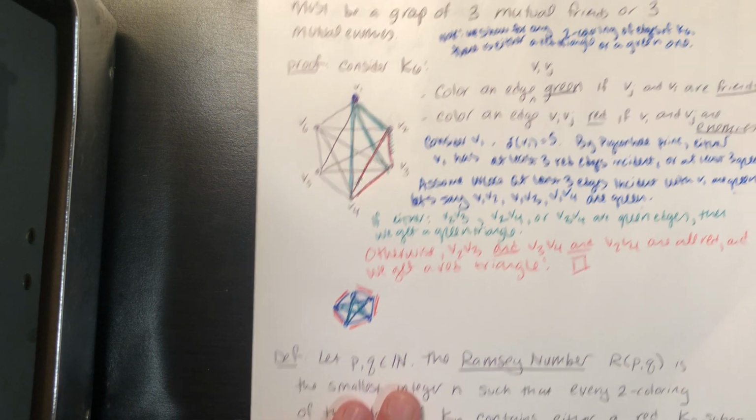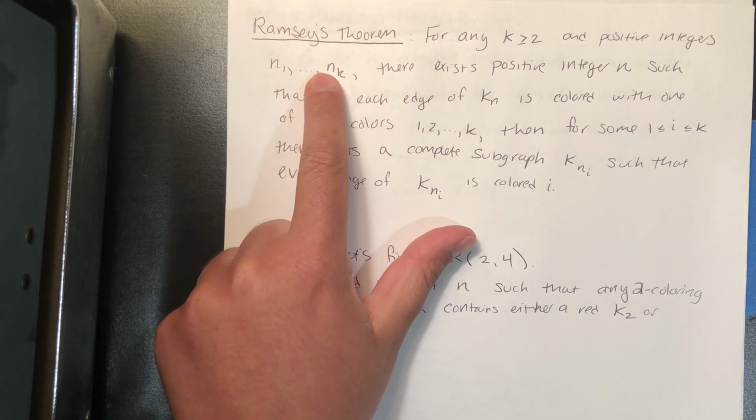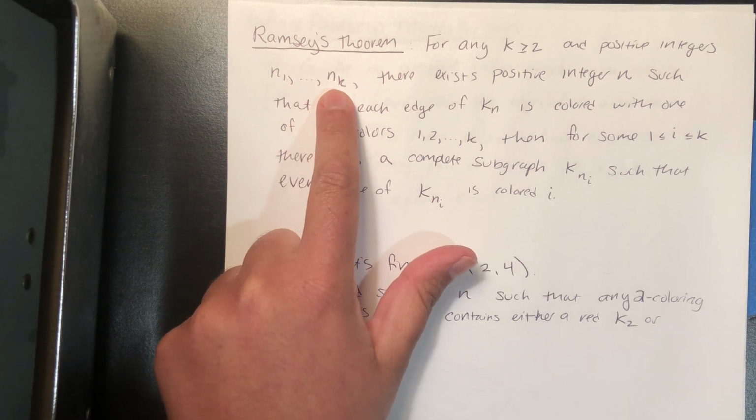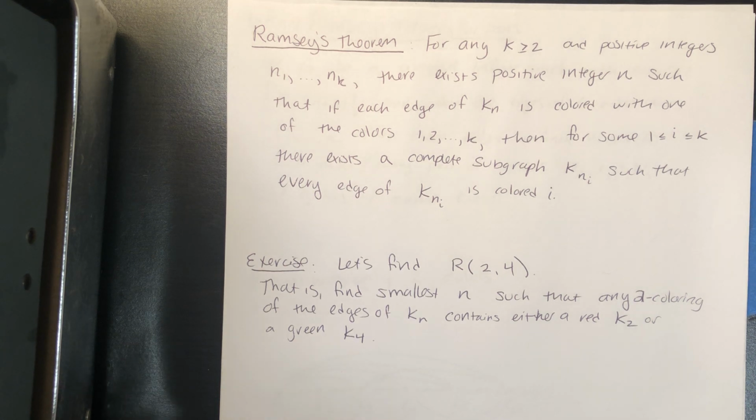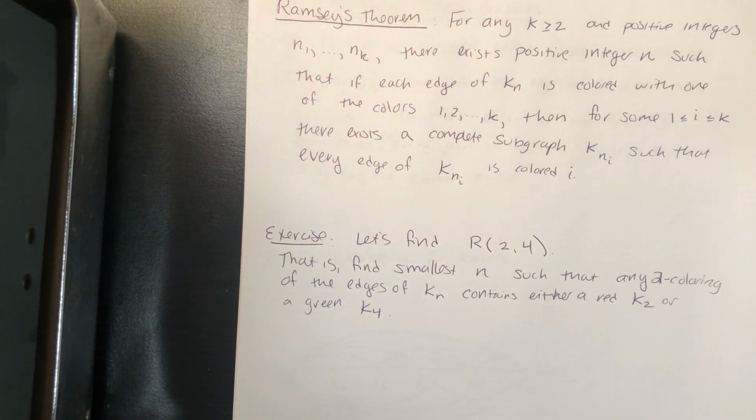And so what Ramsey's theorem says is, for any k greater than or equal to 2 and any positive integers n1 through nk, these are going to be your colors. So we were looking at 2 colors. Ramsey's theorem is more general. It says you could have more than 2 colors. Then there exists some larger positive integer n, your Ramsey number, such that if each edge of Kn is colored with one of these colors, 1 through k, then for some i between 1 and k, there exists a complete subgraph K_ni such that every edge of K_ni is colored i.